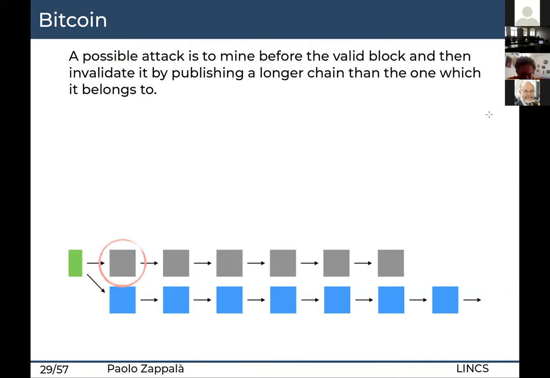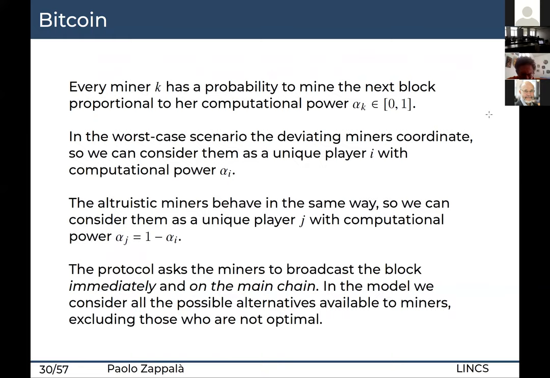Now let's go a little bit more technical. About the lottery: I have a ticket and a 10% chance of winning. In this case, we fix a value that is alpha. Every miner, everyone who joins the lottery, has a probability of winning that is proportional to their computational power. So for instance, my alpha is 10% in the example that we had.